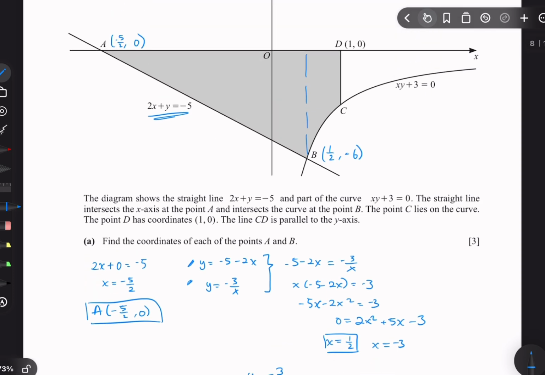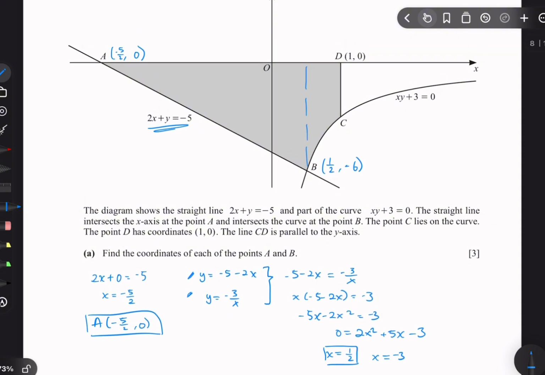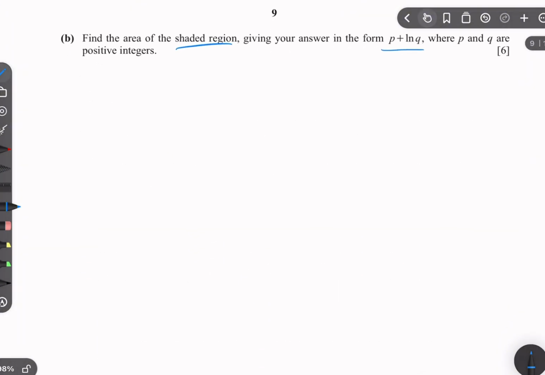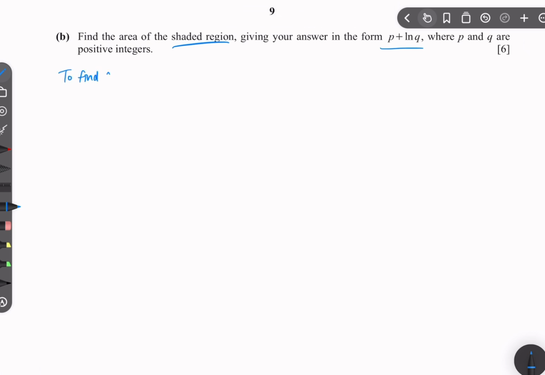Okay, so we know that CD is parallel to the y-axis, so it's a straight line. And the x coordinate of C must be 1, because D is directly above it, and the x coordinate of D is 1. Okay, and then C lies on the curve xy plus 3 equal to 0, so we need to sub 1 into this equation to get the y value. So we should get minus 3 as the y value for C. And let me just write down the working. So to find C, we use y is equal to minus 3 over x, where x is 1. So the y value will be minus 3. So the coordinate of C will be (1, minus 3).